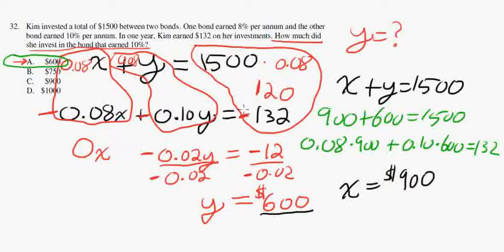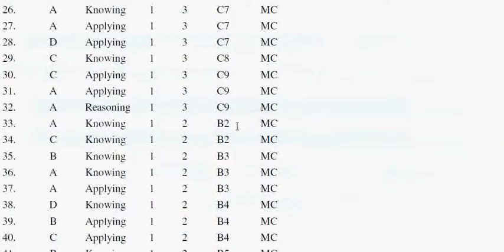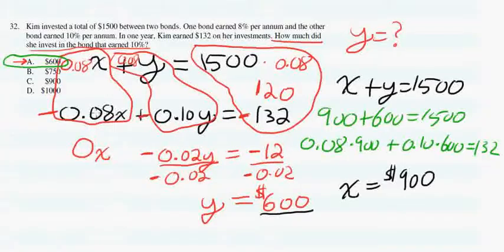And one final check, let's check the answer key. 32A. So, our system of equations worked out great.